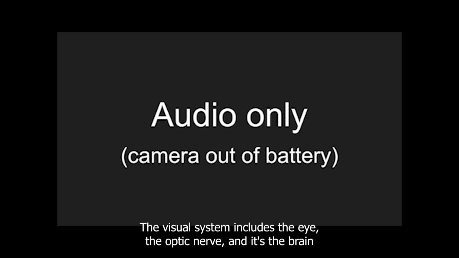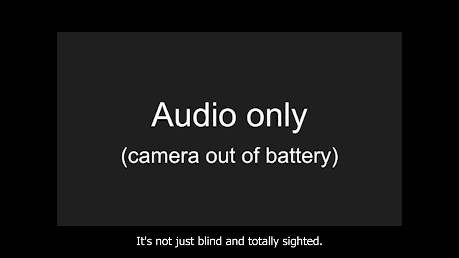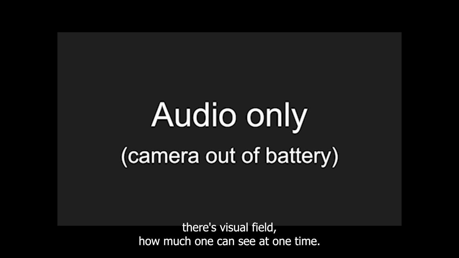So, what can we remember? The visual system includes the eye, the optic nerve, and it's the brain that sees, that makes sense of that light information. Vision's a continuum. It's not just blind and totally sighted. There are different components to vision that a condition can impact what is seen. So it's not just blurriness. There's acuity, there's visual field, how much one can see at one time. There's contrast sensitivity. Does what you see stand out from the background?